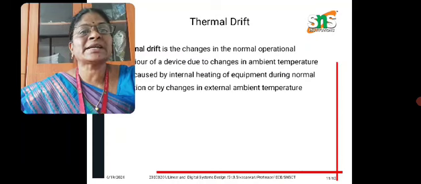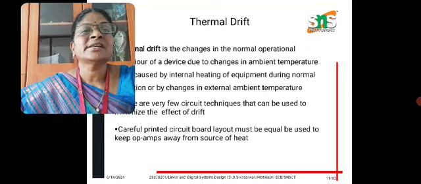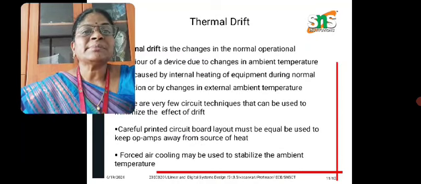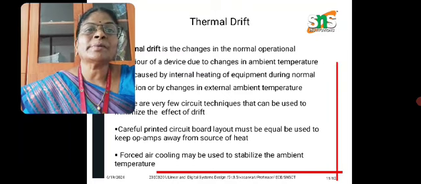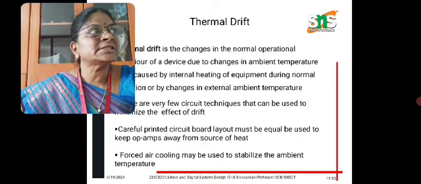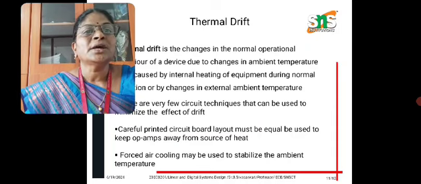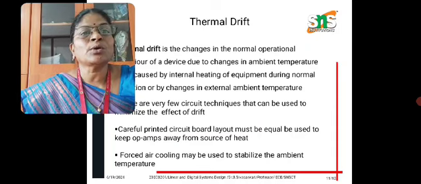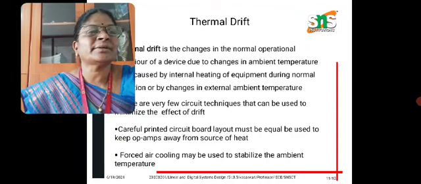And the last DC characteristic is thermal drift. Thermal drift is the change in the normal operational behavior of a device due to changes in ambient temperature, caused by internal heating of equipment during normal operation or by changes in external ambient temperatures.